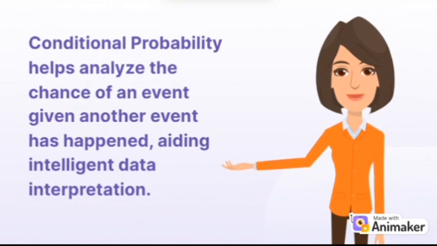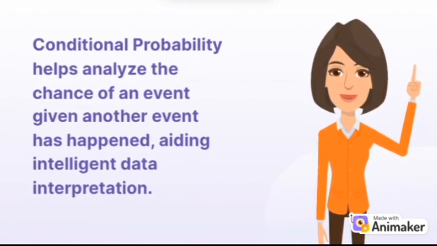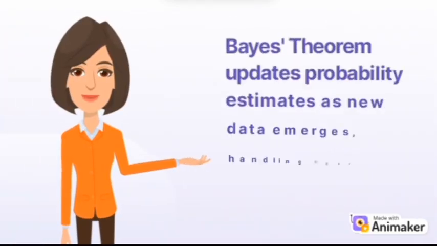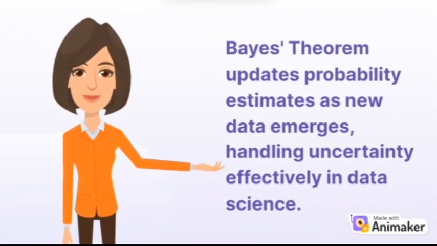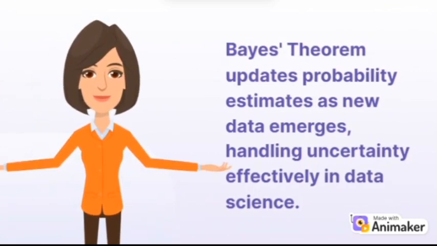Conditional probability helps analyze the chance of an event given another event has happened, aiding intelligent data interpretation. Bayes' theorem updates probability estimates as new data emerges, handling uncertainty effectively in data science.